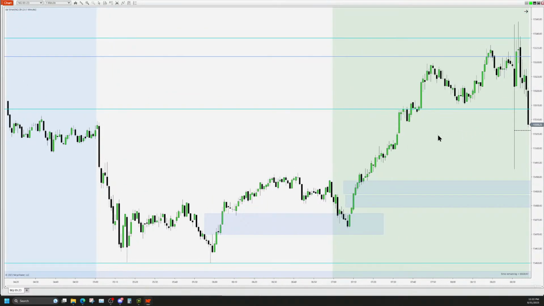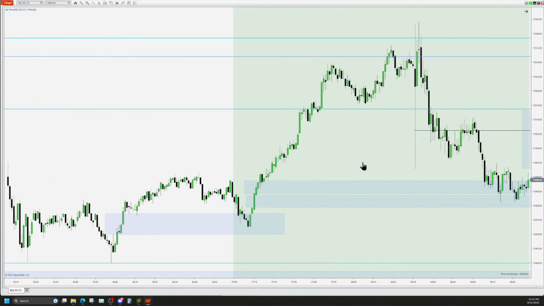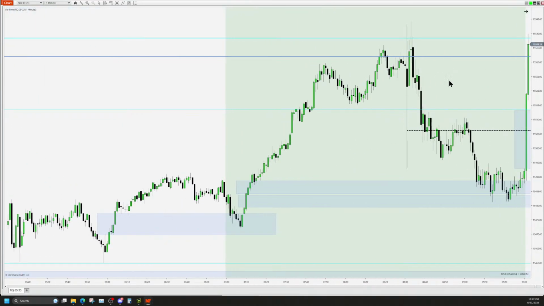So these lower time frames can help for entry, but that's all they should really do, because you're going to get faked out on these all the time.